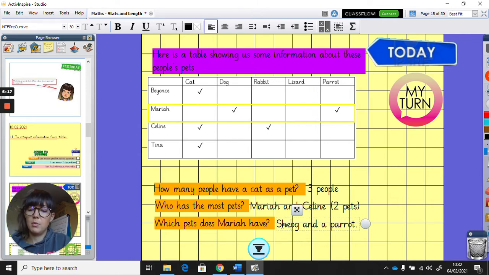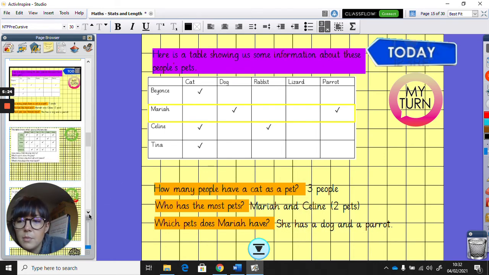That's not the sentence that we need to put. She has a dog and a parrot. Dog and a parrot doesn't make sense. Okay, so that's my turn.